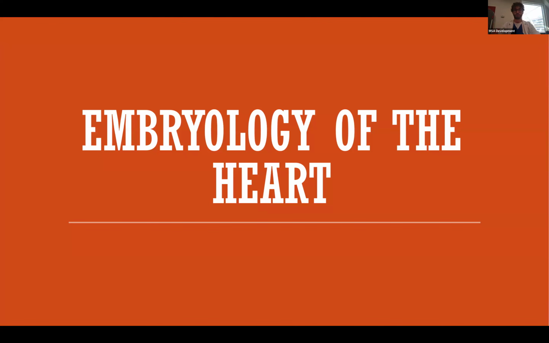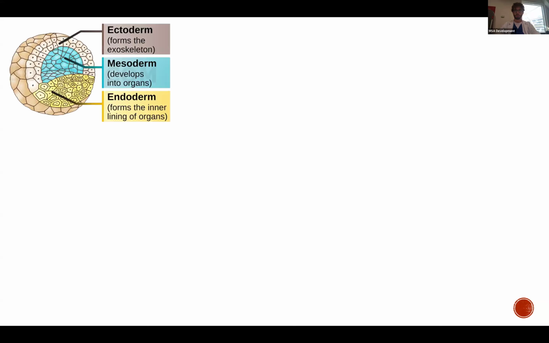We're going to start by talking about the embryology of the heart. First of all, let's go all the way back to foundation. We know we have 3 germ layers, the ectoderm, the mesoderm, and the endoderm. Which of these layers is concerned with the heart, which is an organ? It's going to be the mesoderm.